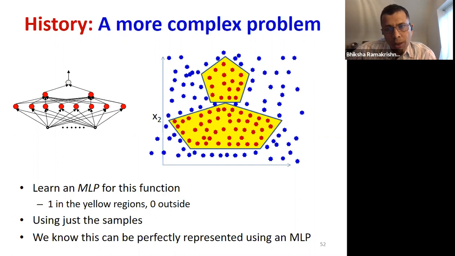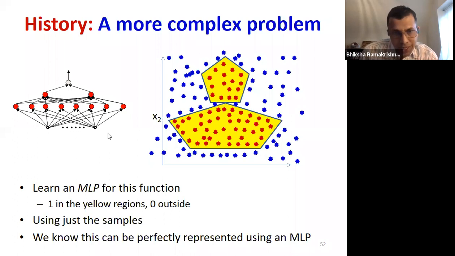Now let's look at a more complicated problem. I assume everybody got what we were discussing so far. I'm going slower than I intended to, but it's important that you get these ideas. Now, say I want to learn an MLP for this function. I want to learn an MLP which produces a 1 for inputs inside this double pentagon and 0 outside. And we know that these decision boundaries can be perfectly modeled using an MLP of this structure. We've seen this in the last class and the class before that.